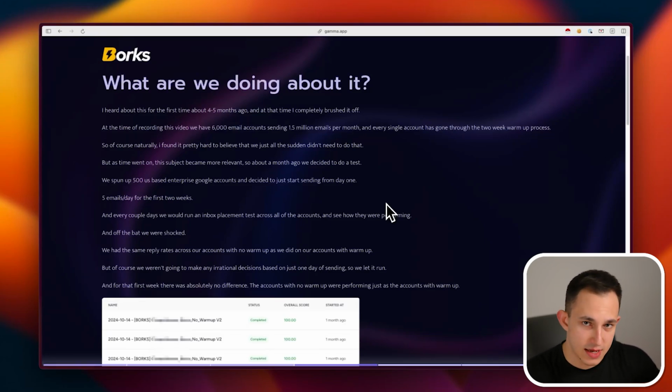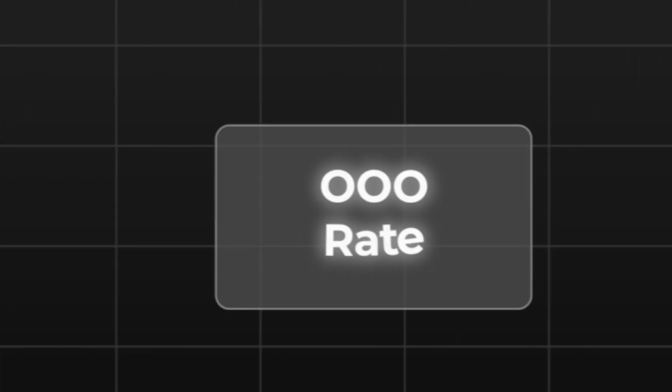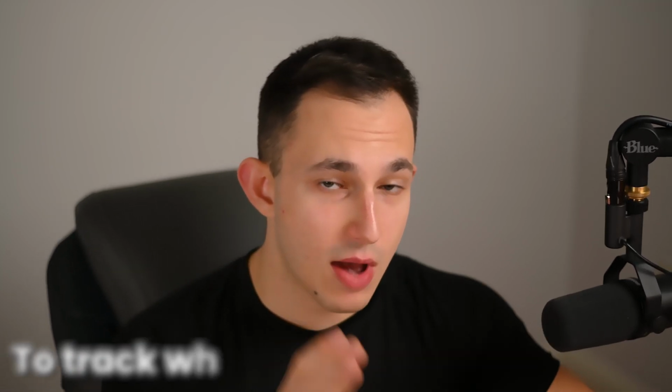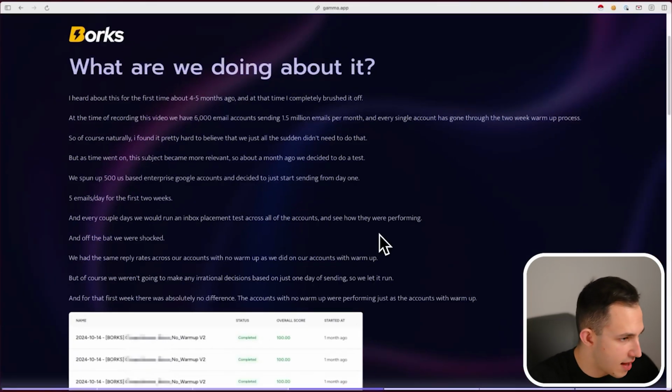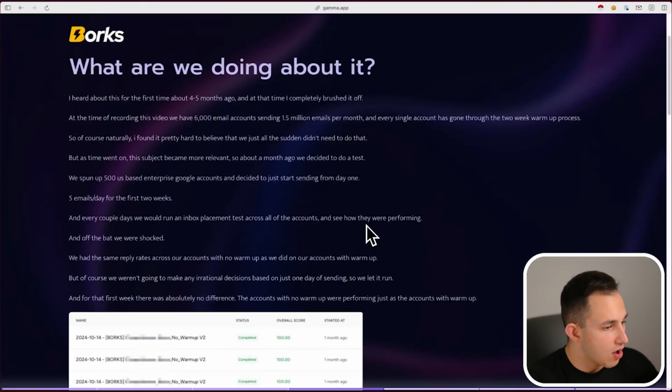Now, one thing I want to say, I'm just going to butt in real quick. For those of you who are unfamiliar with what inbox placement tests are, inbox placement tests are probably the only way in cold email to know how your deliverability is actually doing. Anything else, like domain reputation score, the amount of blacklists you're on, your reply rate, your open rate, your OOO rate, they're all just vanity metrics. This is the only way to actually track whether your deliverability is good. Okay. We weren't going to make any irrational decisions off the bat, so we just did the testing. Okay. And on the first week, we were shocked.